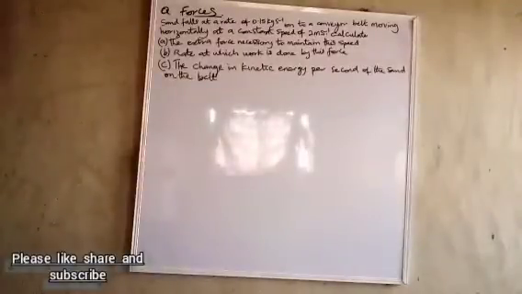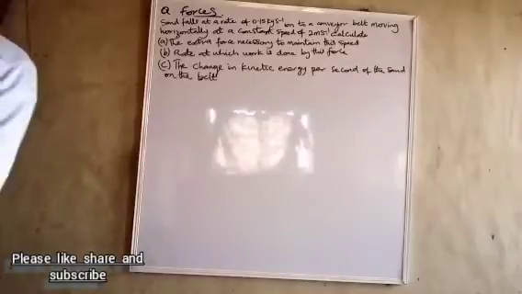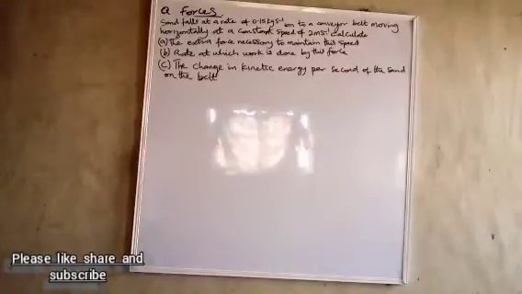Sand falls at a rate of 0.15 kg per second onto a conveyor belt moving horizontally at a constant speed of 2 meters per second. Calculate A, the extra force necessary to maintain the speed. B, the rate at which work is done by this force. C, the change in kinetic energy per second of the sand on the belt.